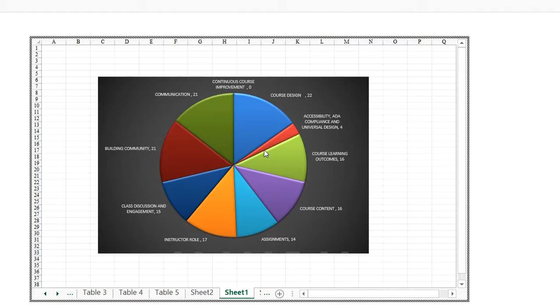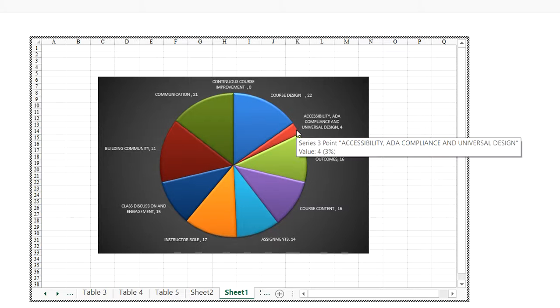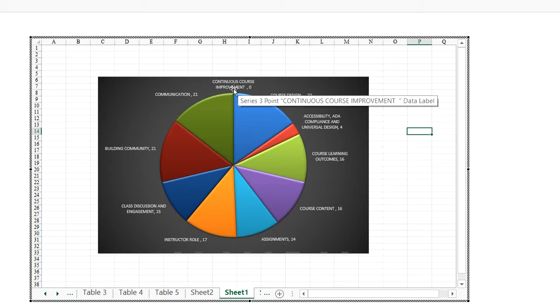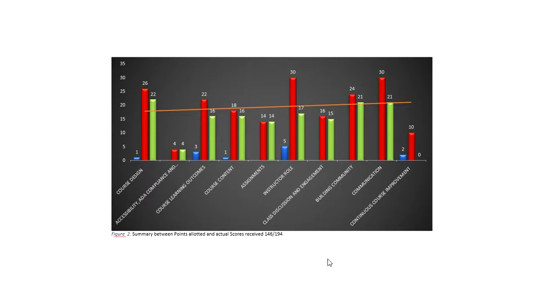This pie chart shows the 10 areas of the scorecard that were evaluated and how many points each received. Here you can see the small portion allotted to accessibility, which was just about 3%. And here you see the continuous course improvement did not receive any score. So out of 194 points, it only received 146.